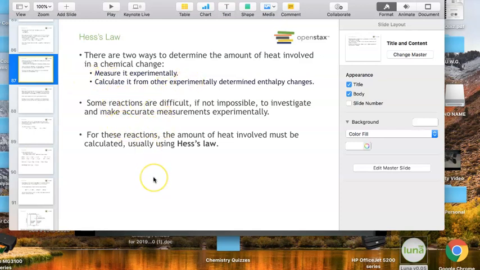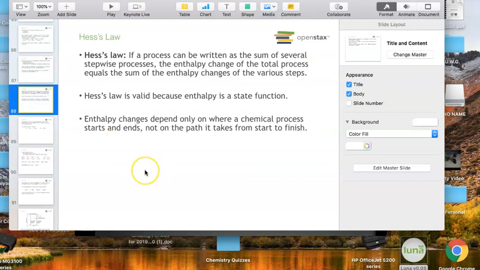Some reactions are difficult, if not impossible, to investigate and make accurate measurements of experimentally. For those reactions, we can use Hess's law to calculate the amount of heat that's been transferred. Hess's law says a process can be written as a sum of several stepwise processes. The enthalpy change of the total process equals the sum of the enthalpy changes of the various steps.